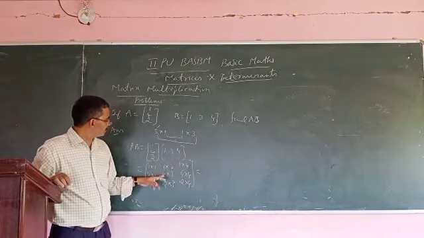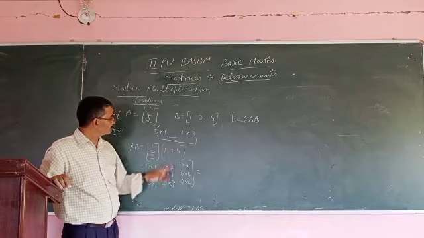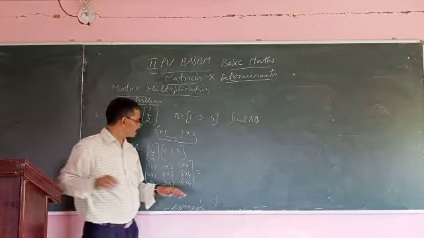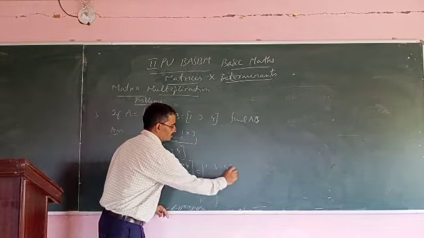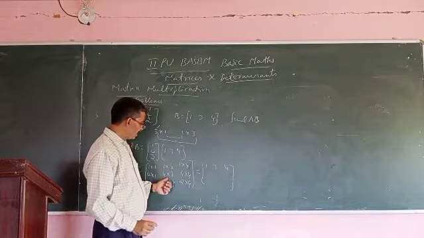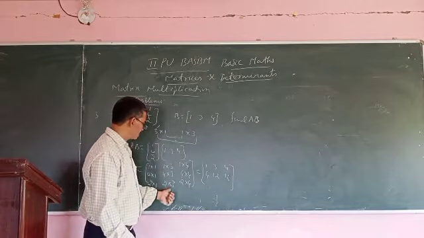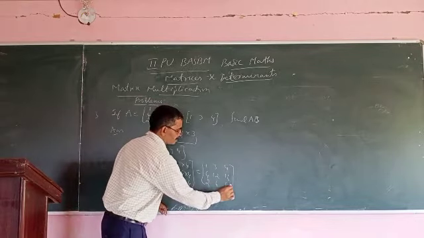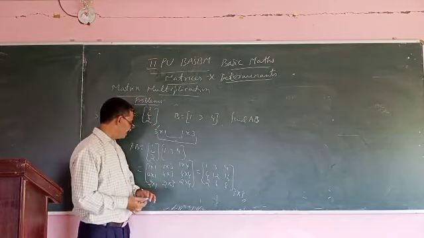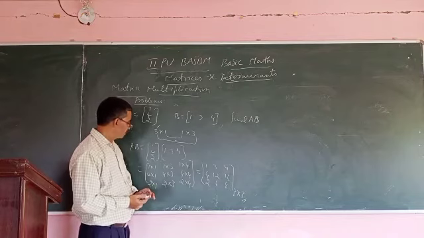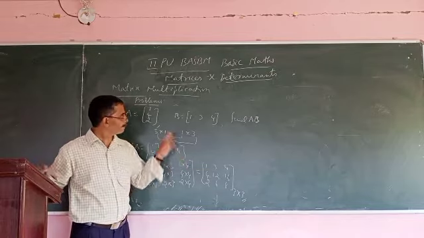So 1 into 1, 1 into 3, 1 into 4; 4 into 1, 4 into 3, 4 into 4; 2 into 1, 2 into 3, 2 into 4. The matrix is 1, 3, 4, then 4, 12, 16, then 2, 6, 8. So it is of order 3 cross 3. This is how you can do multiplication.